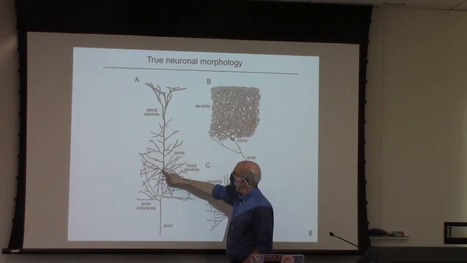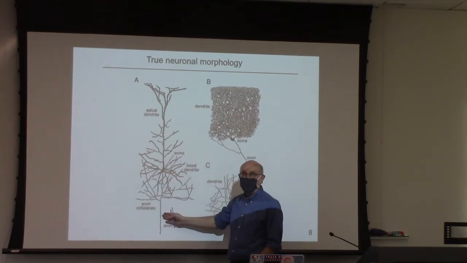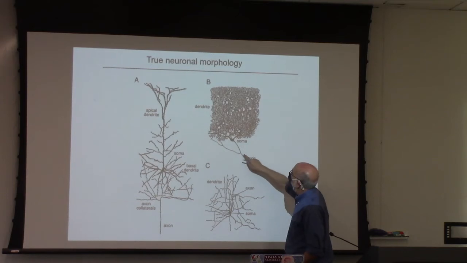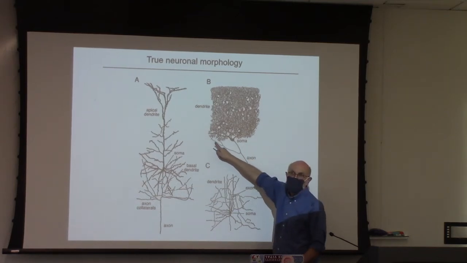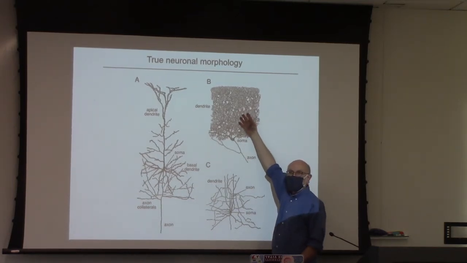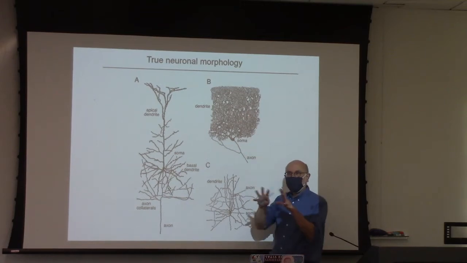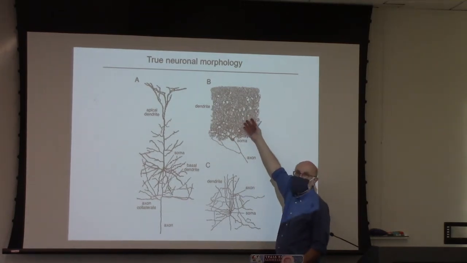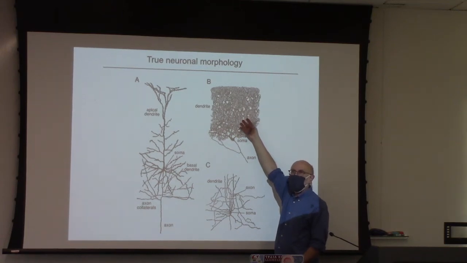Dendrites, cell body, axon. Cell body, axon collateral. Incredible dendritic arborization. You can imagine how many synapses there are on this one cell. Tens of thousands.